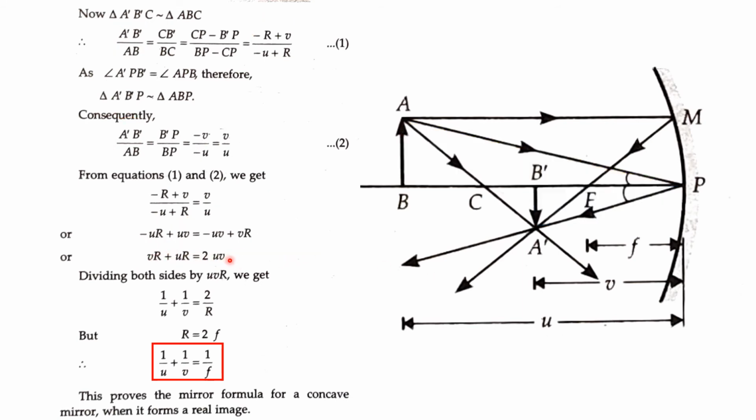Now, let us divide this whole equation by u, v, r. Now look here. First term, this v and this v get cancelled, this r and this r get cancelled, leaving only the u term. Therefore I can write 1 by u. Similarly, this u and this u get cancelled, and this r gets cancelled with the r. So I can write 1 by v. On the right, this u and this u get cancelled, this v and this v get cancelled. So what I'm left with is 2 by r.